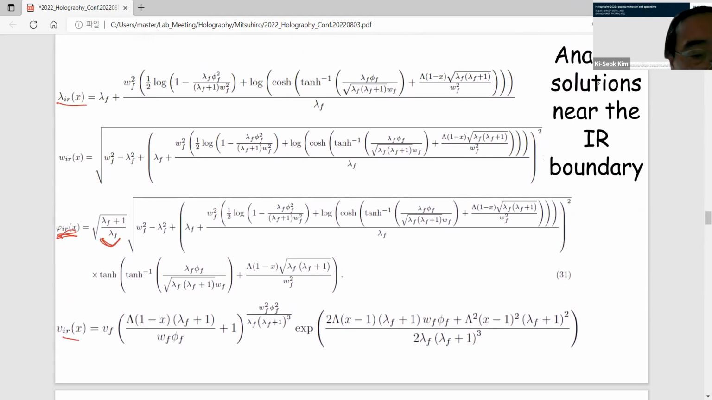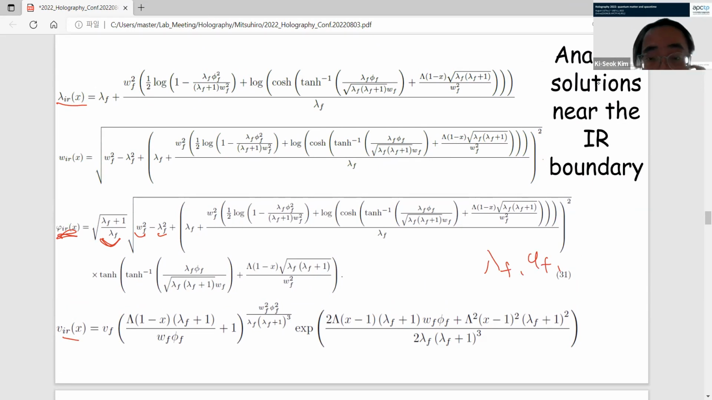So this is the self-consistently determined IR bound. This is the analytic expression, this is the form. Sorry, I cannot satisfactorily answer that question, but lambda F and phi F are all determined in a self-consistent way. This is what I can say.